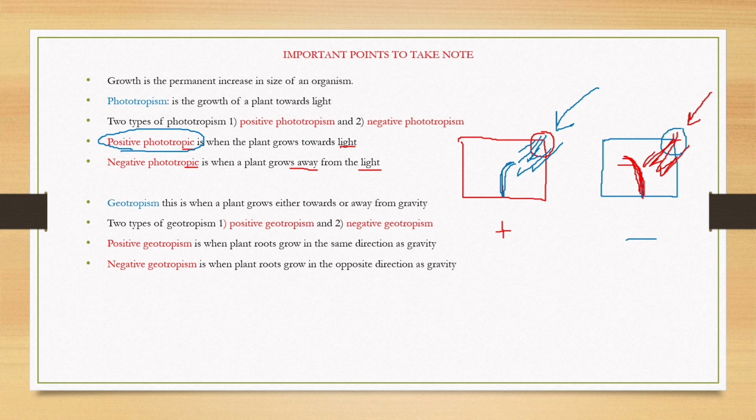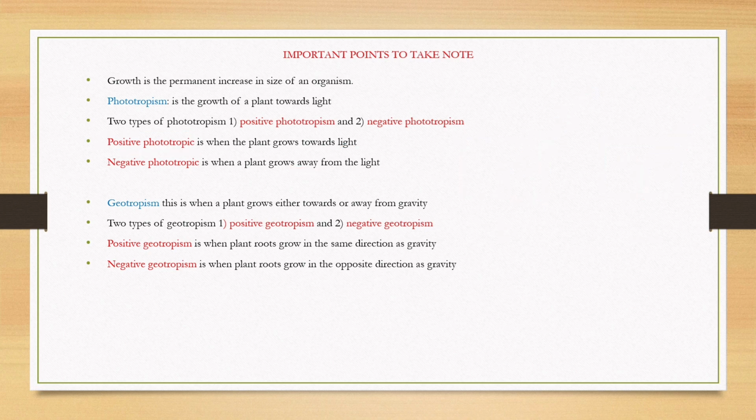So we now move to geotropism. Geotropism is when the plant grows either towards or away from what? From gravity. So geotropism is when the plant grows either towards or away from gravity. We have two types of geotropism: positive geotropism and negative geotropism.